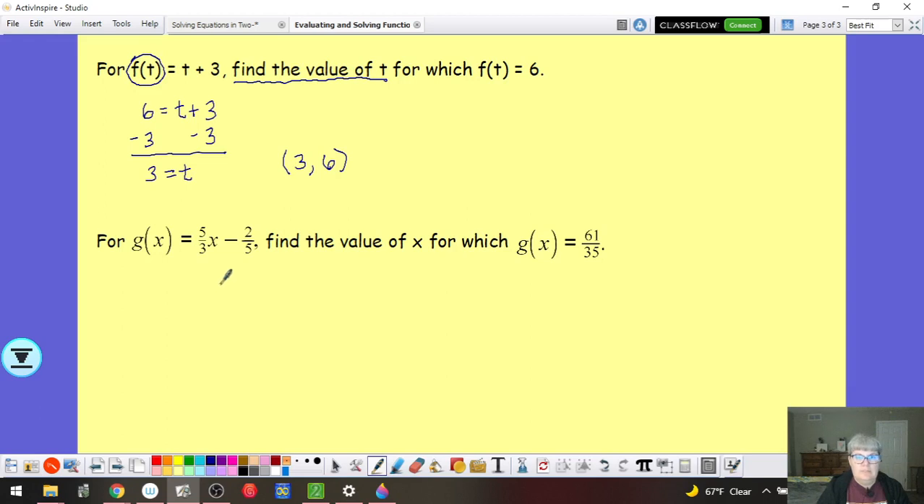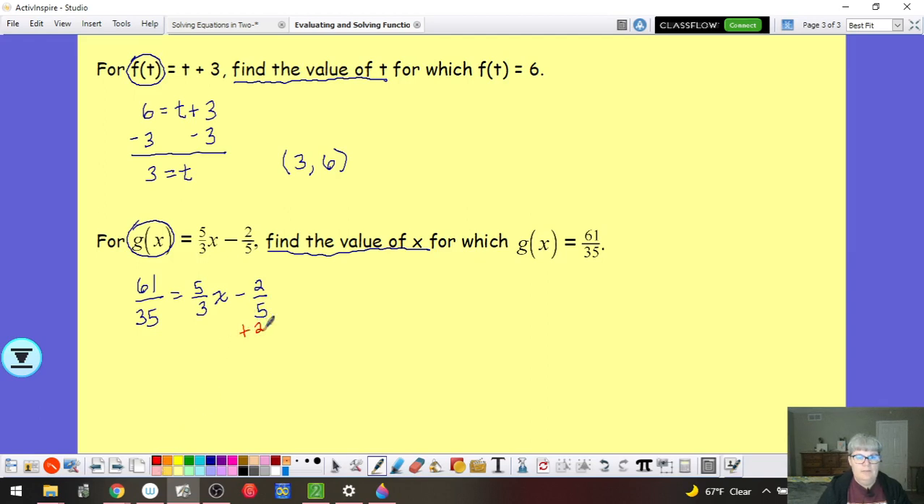So if we take a look at this next one, for g of x equals 5/3 x minus 2/5, find the value of x for which g of x equals 61/35. Again, we're told we're finding the value of x, so we're not replacing x because we're finding x. We're told what the function notation equals, so we're replacing the function notation with 61/35 equals 5/3 x minus 2/5.